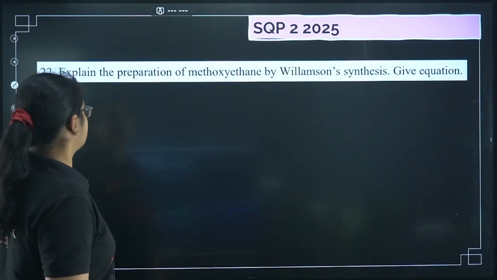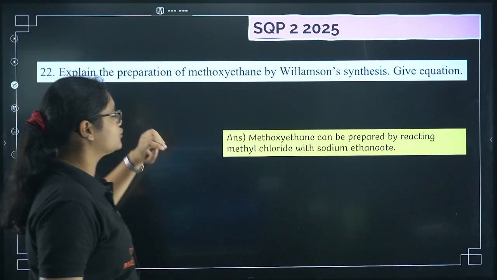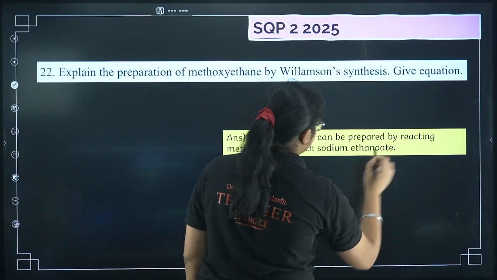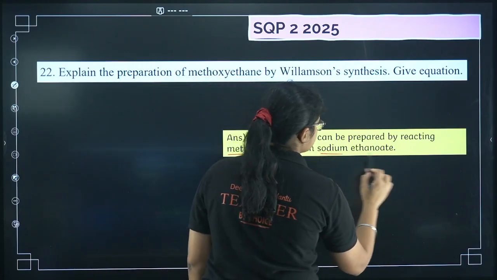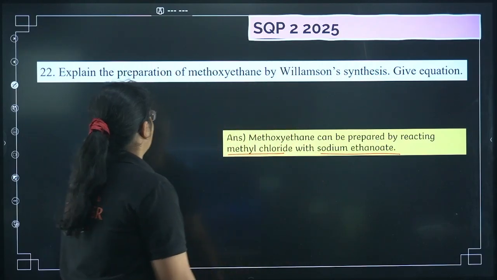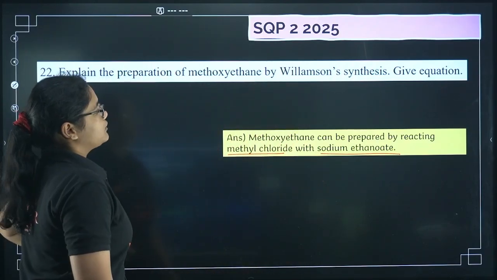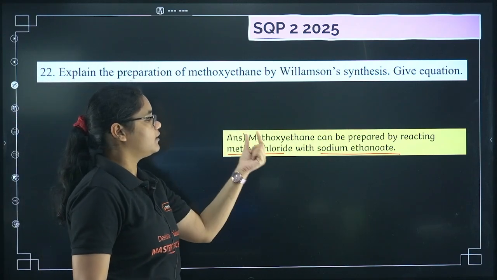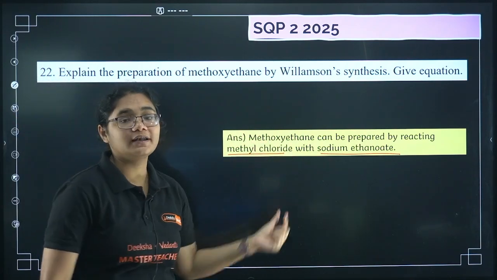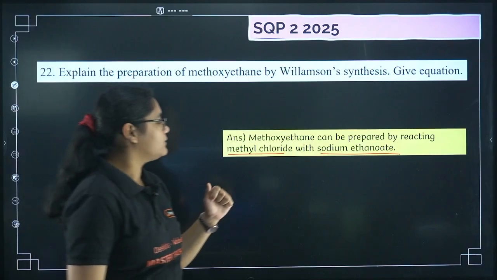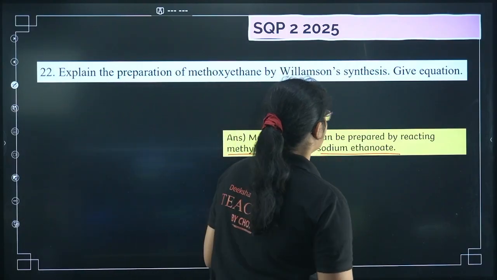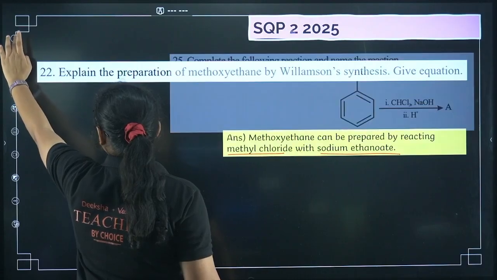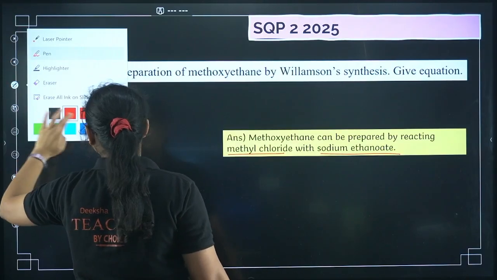Next is Williamson ether synthesis. Any particular example you can take. What do we have to exactly react? Methyl chloride with sodium ethoxide. The question is asking preparation of methoxyethane. So how will you prepare methoxyethane? You have to take one alkyl halide and one alkoxide ion. If you take methyl chloride with sodium ethoxide, that will give you this one. I'll write the reaction and show you, just a minute.